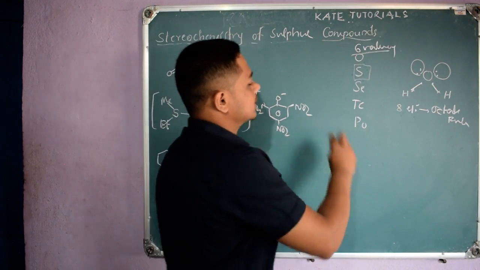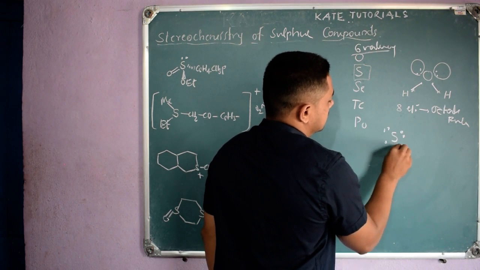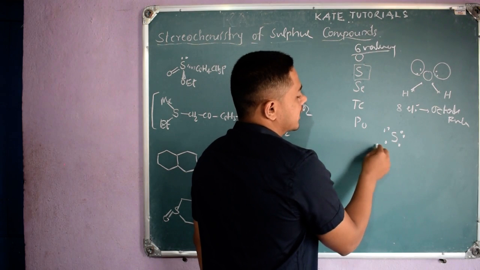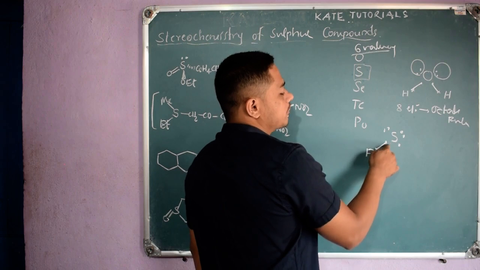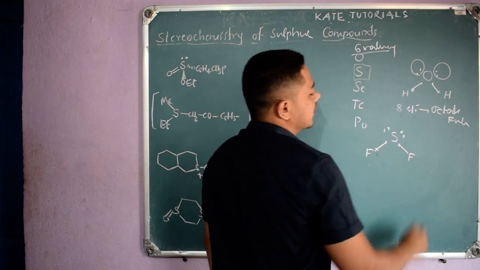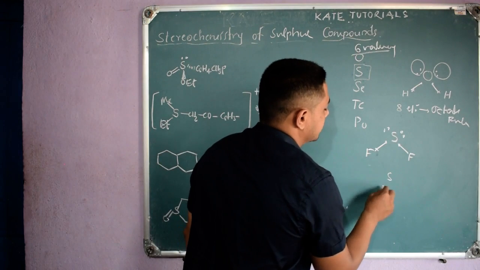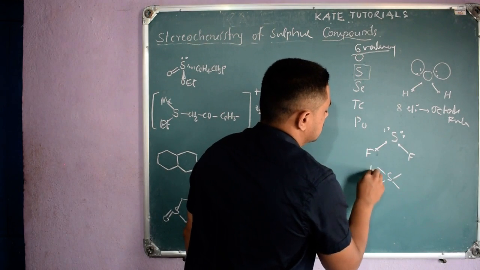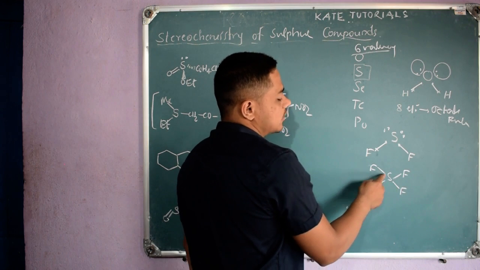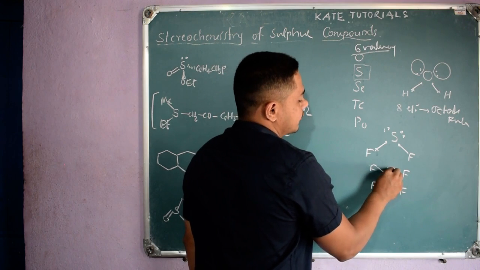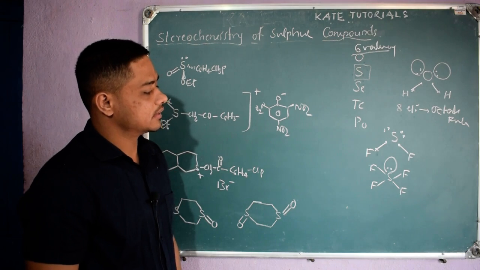How does it form? For example, sulfur. Sulfur will also have the same 6 electrons like this. If I have fluorine here, fluorine will give its electron, and these 2 electrons combine to form a bond. So it is SF2. The same sulfur can form SF4 also. The total valence of sulfur is 6, 1, 2, 3, 4, 5, 6.